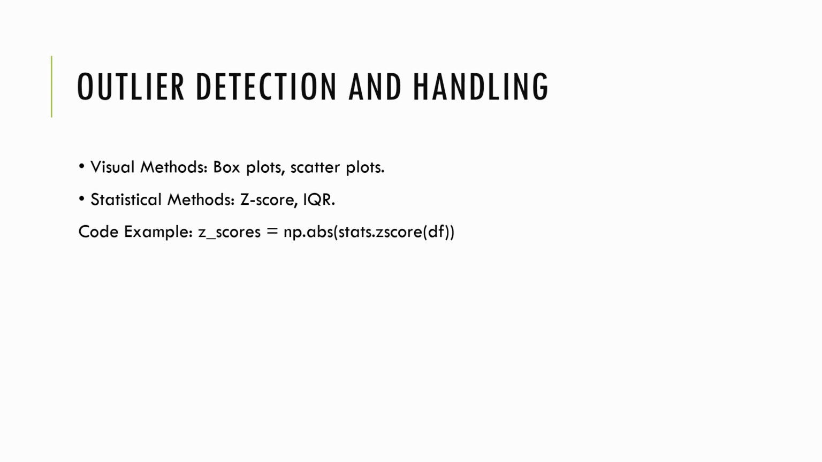Outliers are data points that deviate significantly from the rest of the data set. We can identify these outliers visually using box plots or scatter plots, or statistically using methods like the z-score or interquartile range. Once detected, we can either remove or adjust these outliers to prevent them from distorting the results.